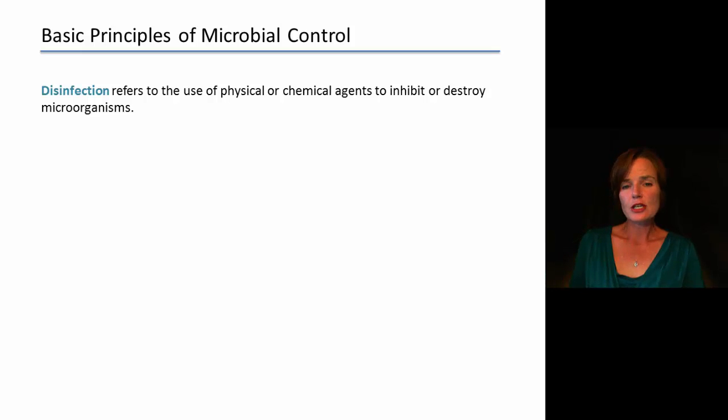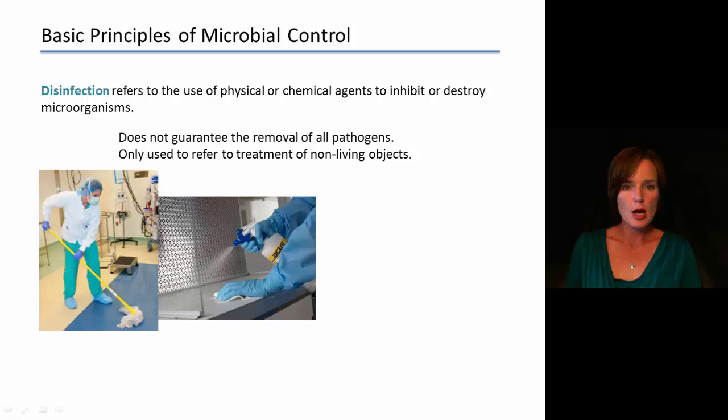If we talk about disinfection, disinfection is definitely something that happens in different workplaces, in the hospital perhaps, in our homes. And this refers to the use of physical or chemical agents, and the point is to inhibit or destroy microorganisms. So when we do this, if you look at just a couple of examples here, scrubbing the floor, the actual scrubbing part would be a physical agent. We can also use different chemicals, maybe some bleach, maybe alcohol. These are not going to guarantee the removal of all pathogens, but this is going to be removing many of them, and so it's helping, and it's only used to refer to the treatment of non-living objects.